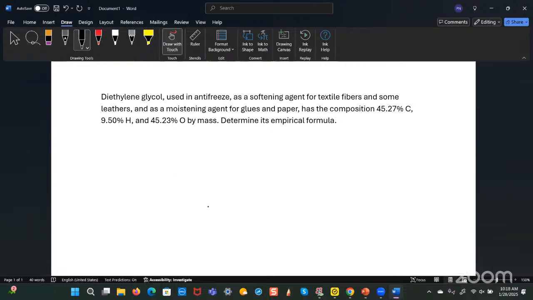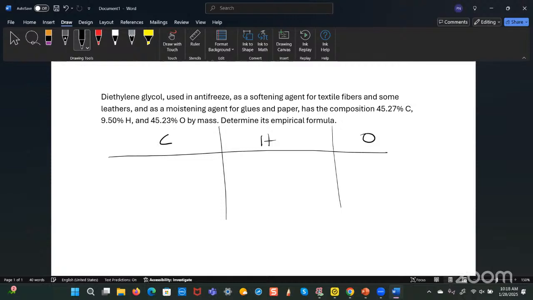same three elements, numbers are different. So let me set up my table again, carbon, hydrogen, oxygen. We do this, and that, and that. Right? So the numbers are 45 for the masses, because again, we're assuming 100 grams, right? So the numbers are 45.27 grams of carbon, 9.50 grams of hydrogen, and 45.23 grams of oxygen, right?